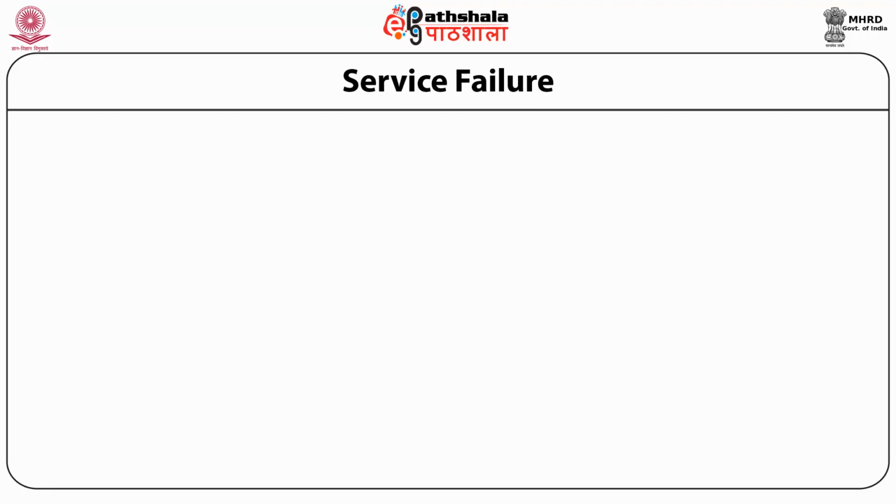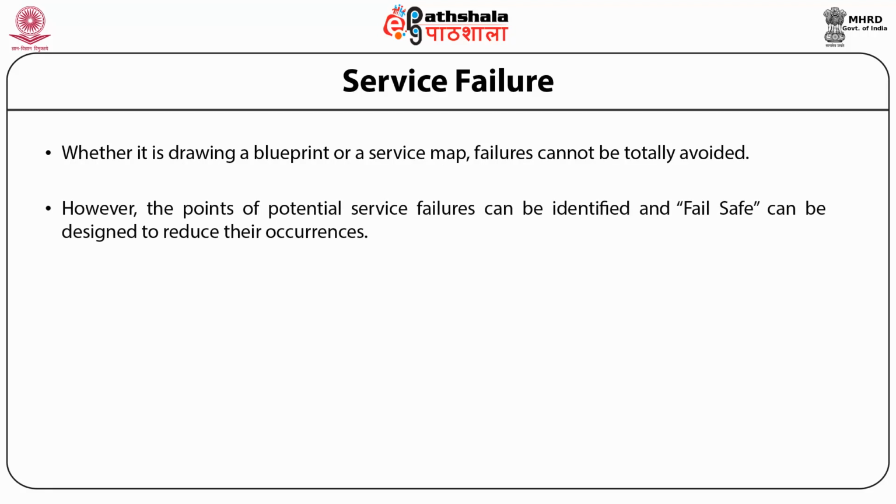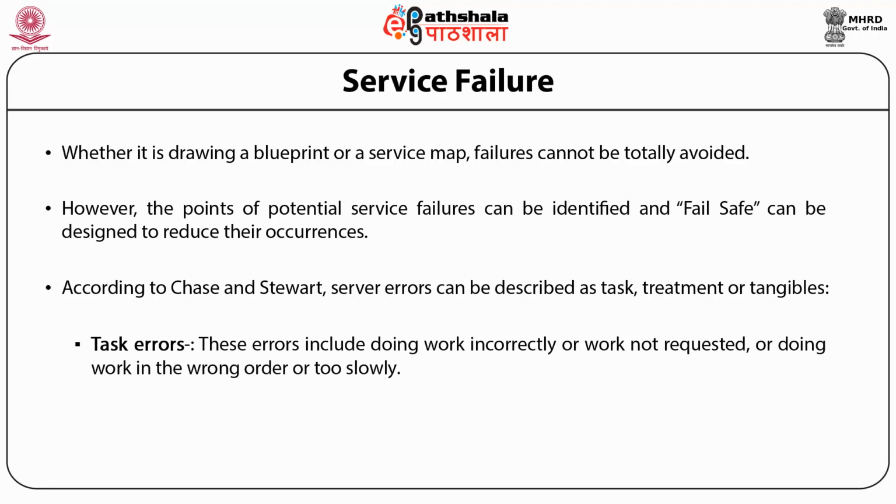Service failure. Whether it is drawing a blueprint or a service map, service failures cannot be totally avoided. However, the points of potential service failures can be identified and fail-safes can be designed to reduce their occurrences. According to Chase and Stewart, service errors can be described as task, treatment or tangibles. First is task errors. These errors include doing work incorrectly or work not requested, or doing work in the wrong order or too slowly.